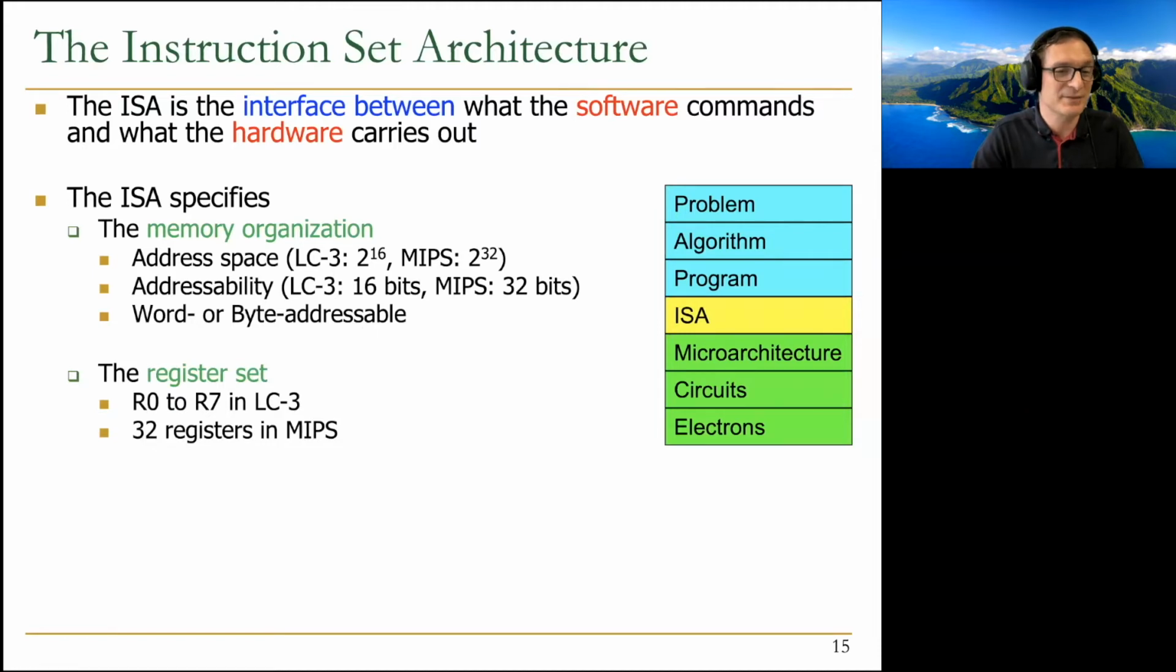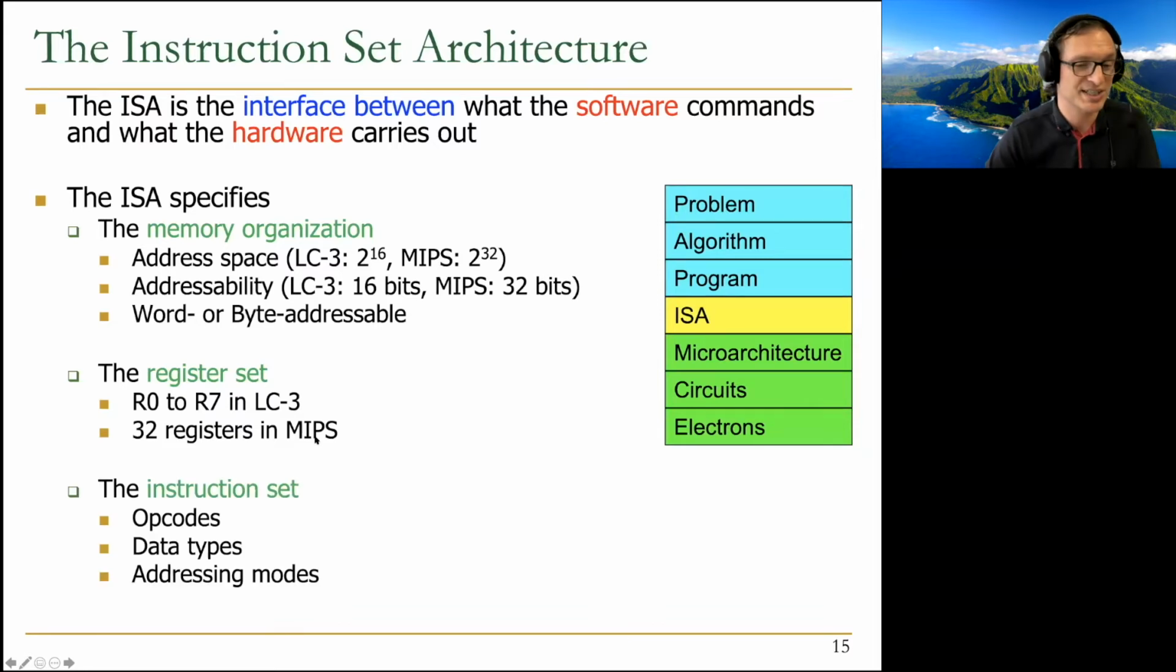The register set we also talked about, that is also part of the ISA, because this is exposed to the programmer. Remember, this is temporary storage that the programmer is supposed to manipulate so that they don't need to go to memory, right? In LC3, you have 8 registers, and MIPS, you have 32 registers. And the instruction set is also what we started talking about, opcodes, data types, and addressing modes. And we're going to talk about this a little bit more.